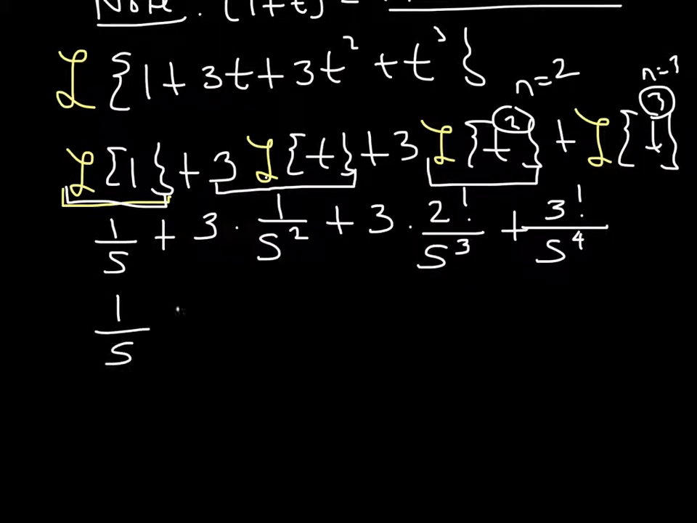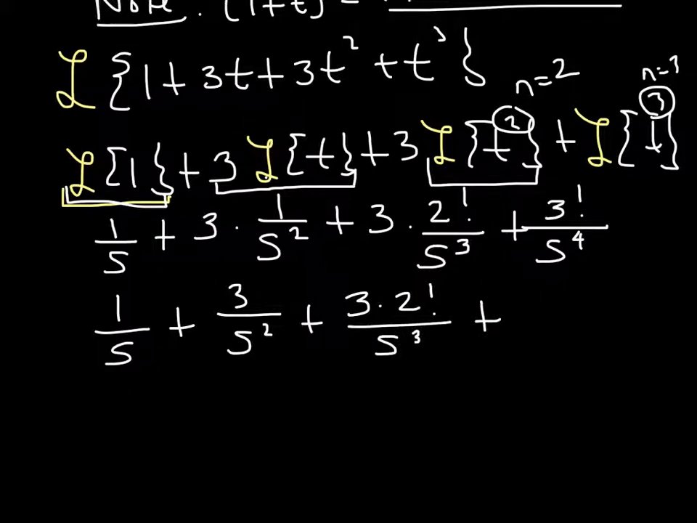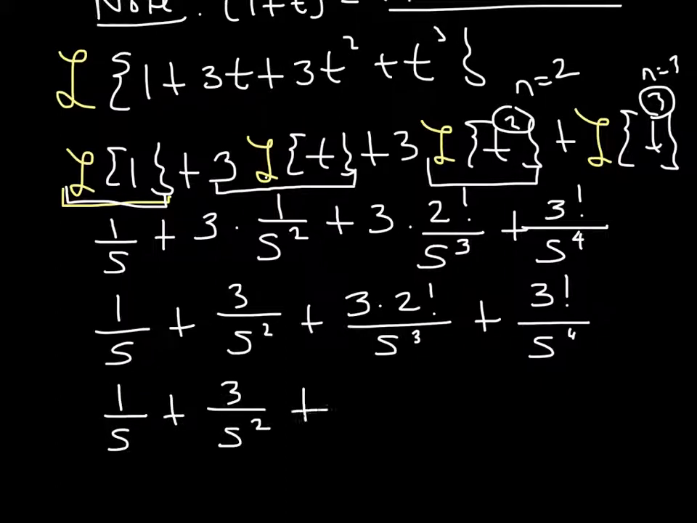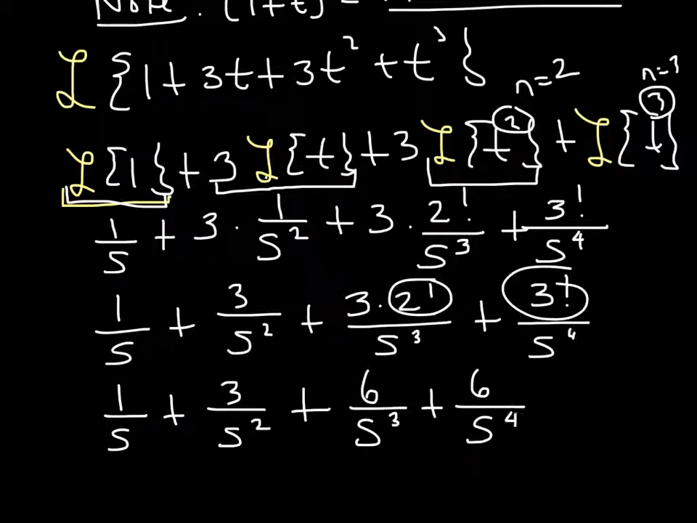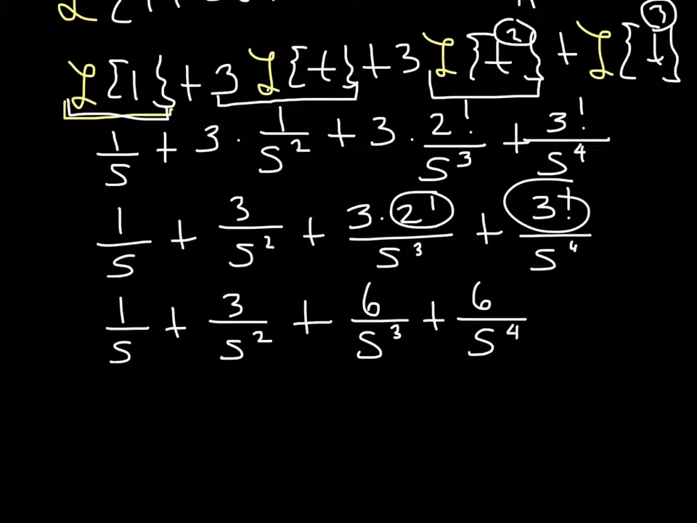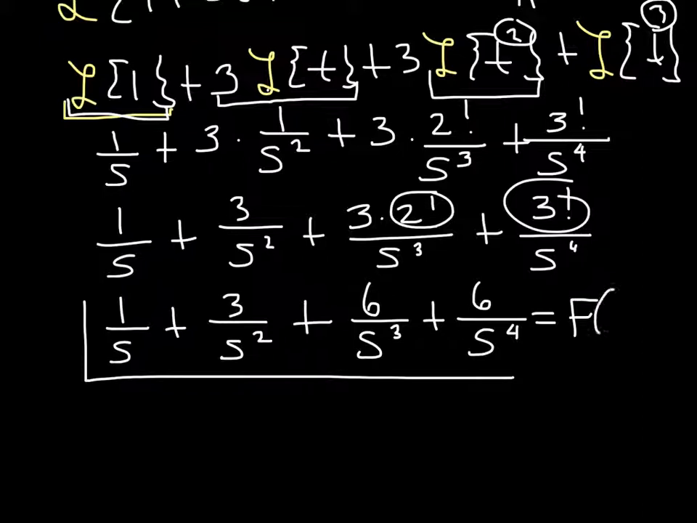You can just write 1 over s plus 3 over s squared plus, let's write 3 times 2 factorial over s cubed plus 3 factorial over s to the 4th. And we can simplify a little bit more. So we have 1 over s plus 3 over s squared plus, well, we know 2 factorial is just 2 times 1, times 3 is 6 over s cubed plus, and then of course 3 factorial is 6 over s to the 4th. And so the Laplace transform of our f of t is this, which is equal to capital F of s.